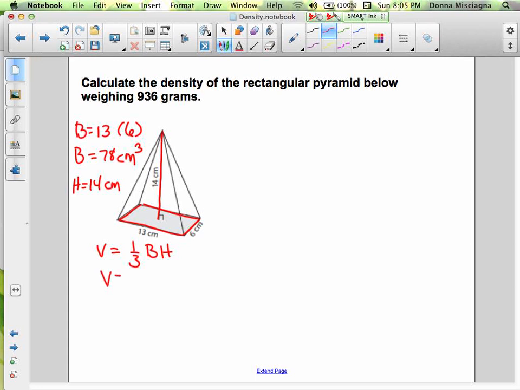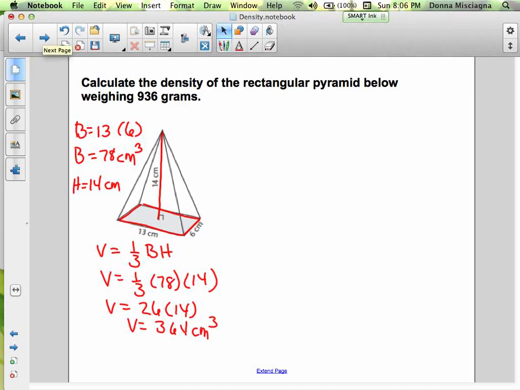So the volume is going to be one third times 78 times 14. 78 is divisible by 3, because 7 plus 8 is 15, and 15 is divisible by 3. So 3 goes into 7 twice, with 1 left over, so 26 times 14 means the volume is 364 centimeters cubed. All right, so now we have the volume. Now we can find the density.